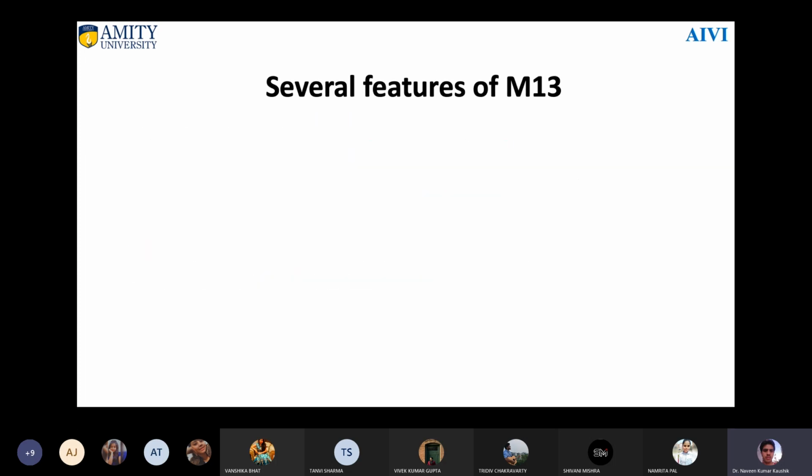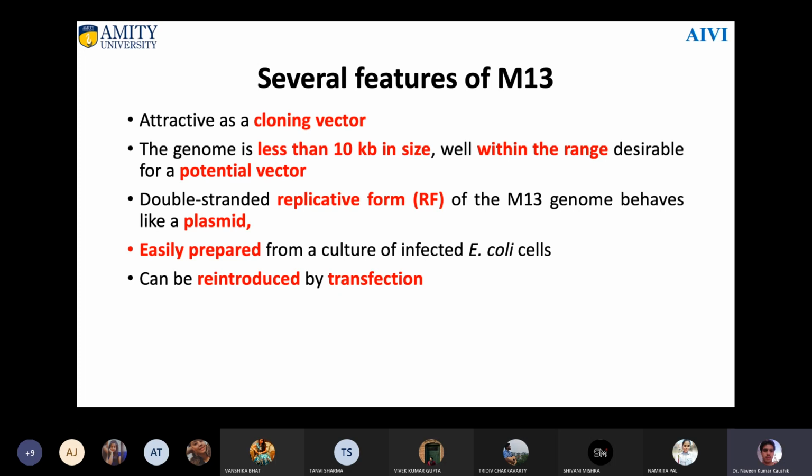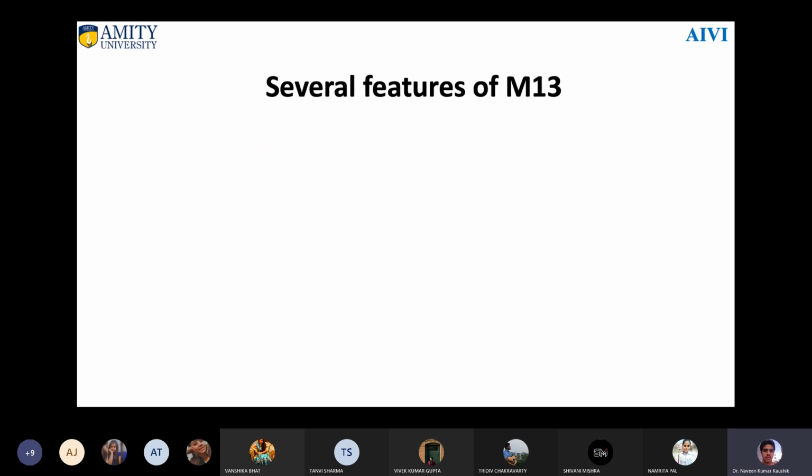Now for some more features of it. Attractive cloning, genome size less than 10 kb, so it's within the range of a desirable potential vector. Double stranded replicative form, so it behaves just like a plasmid. Easily prepared and can be reintroduced by transfection. The main thing is that it stays within the cell and just behaves like a plasmid.